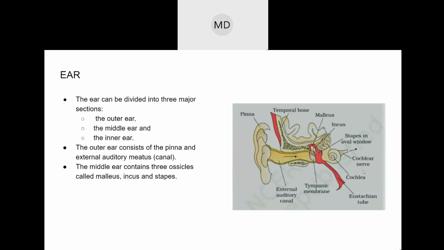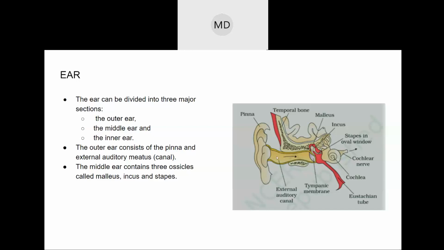Ear, this is the structure of an ear. The ear is divided into three parts, three major sections: outer ear, middle ear, and inner ear. The outer external part that we see from the outside is known as the pinna.